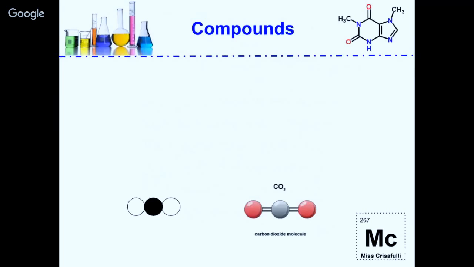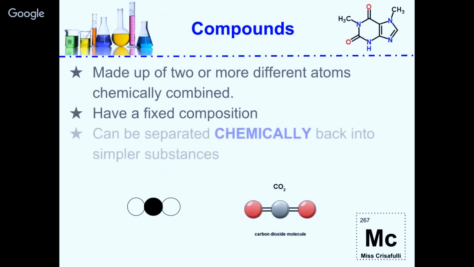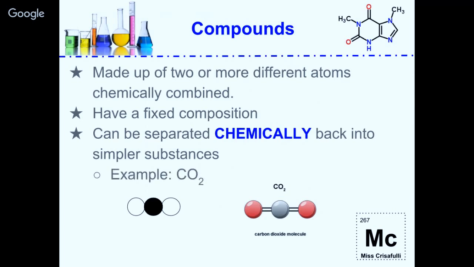So now let's talk about compounds. Compounds are made up of 2 or more atoms that are chemically combined. So they have a fixed composition, and they can be separated by chemical means to be brought back into the elements that make them up. So for example, carbon dioxide, that is made up of 1 carbon, which is the black ball sphere in the middle, and then we have the 2 white spheres in the picture on the left, or the 2 red spheres on the picture on the right, and those are your 2 oxygens, and that's how we represent carbon dioxide.